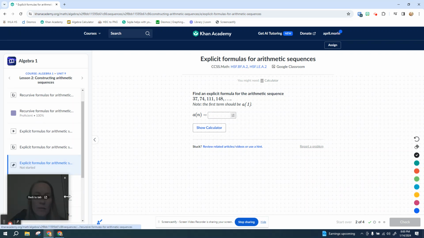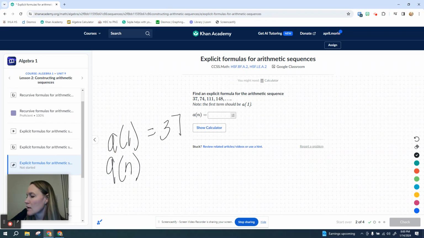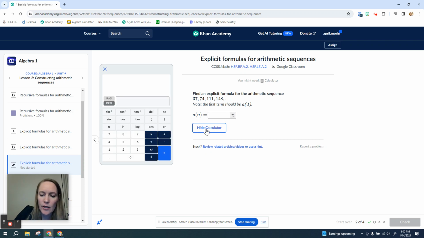Okay, so a sub n, we know a sub 1 equals 37. And so what's the difference? We just want to cheat, do this quick. 74 minus 37. Oops. Helps if I move the mouse. 74 minus 37, because we're looking for the difference, equals 37.